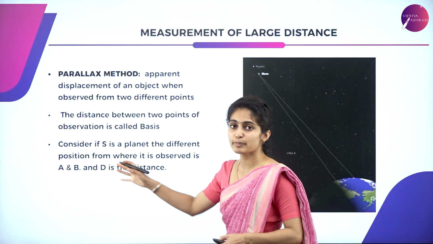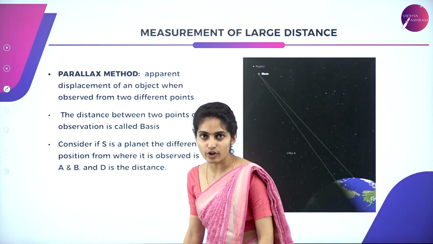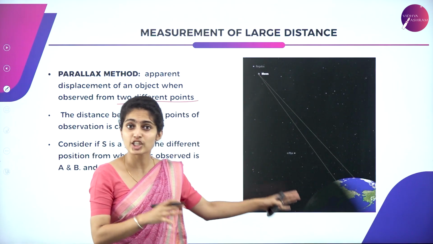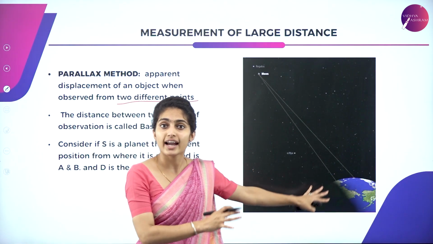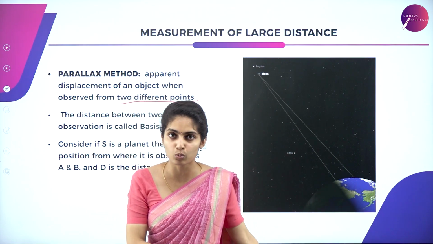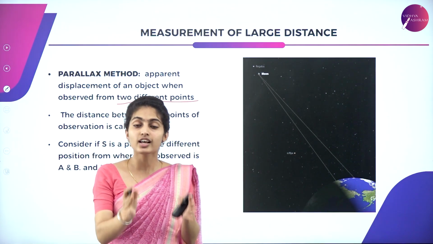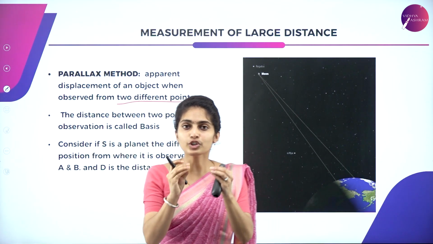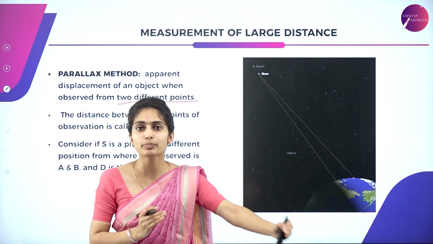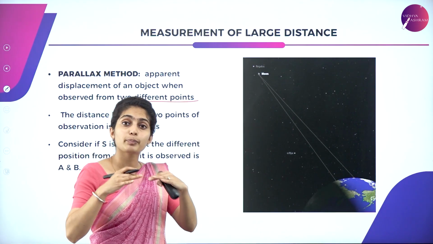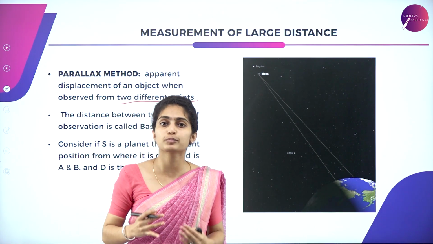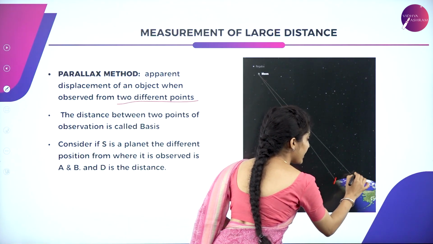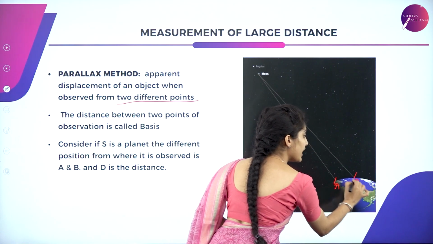In this parallax method, it is the apparent displacement of an object when observed from two different places. Here in this image, you can see planet Earth, and from here we are visualizing the moon. This is a greater distance, so in order to measure this distance, we are using the parallax method. What is the procedure? That is the point of observation. There are two points of observation from where we are observing the moon, point A and point B.